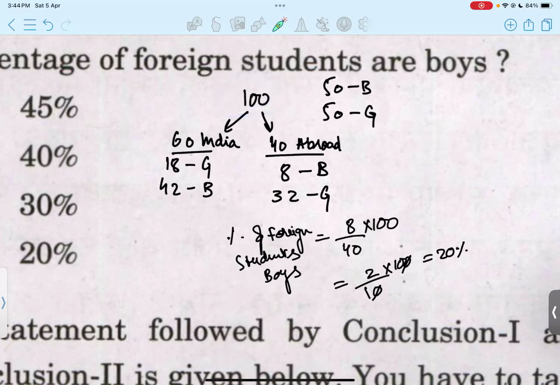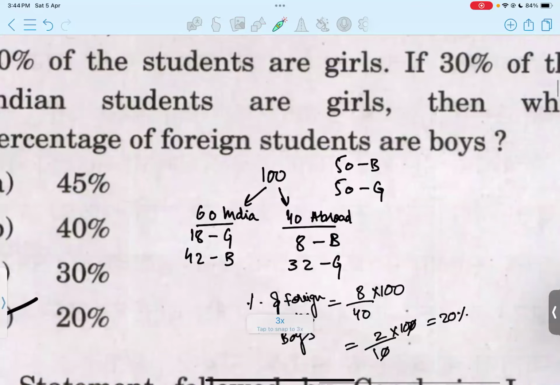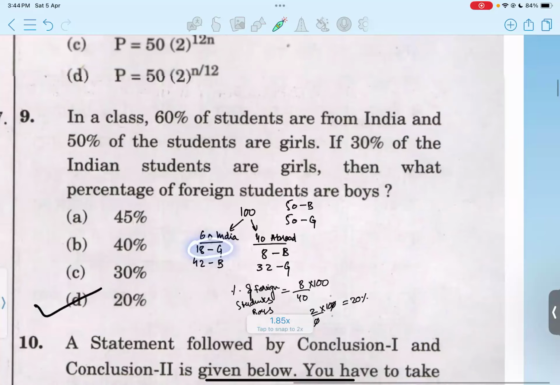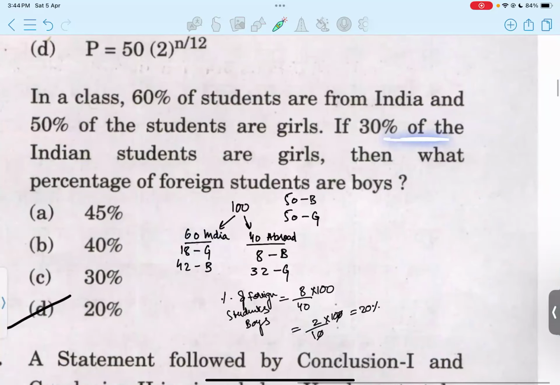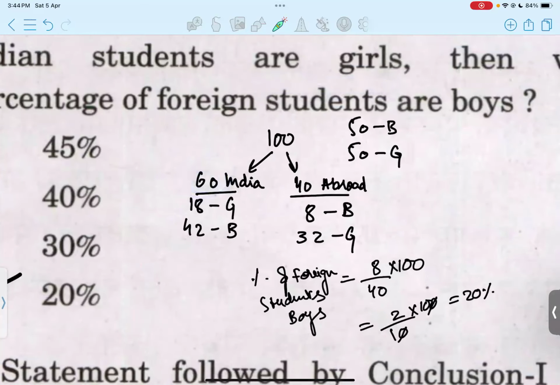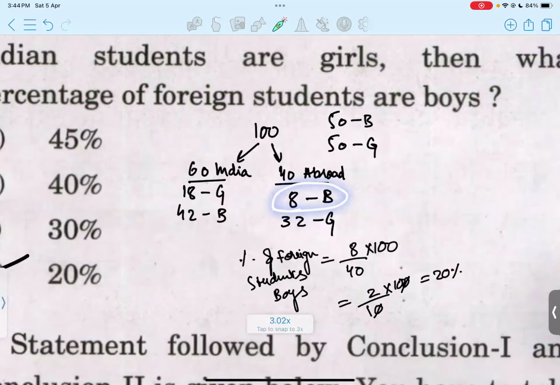So I've assumed 100 for simple calculations. 60% you can say are Indians, and the rest, 40, are the people coming from abroad, the foreigners. We are given a value in terms of percentage: 30% of Indian students are girls. Since 60 is there, 30% of 60 will be 18. The rest out of 60 will be the number of boys. Now, since 50% are boys, out of 50, 42 here are Indian boys. So we are left with 8, who would be foreigners, and you can get the number of girls.